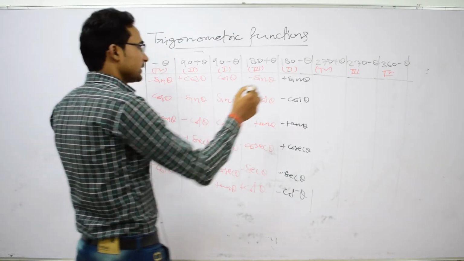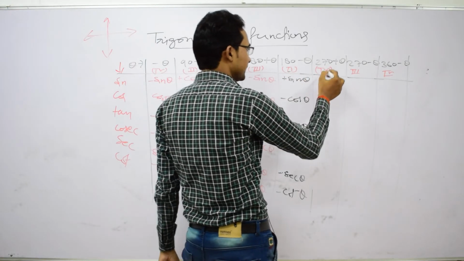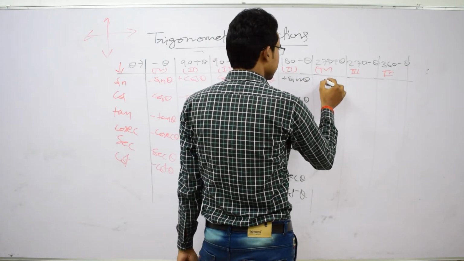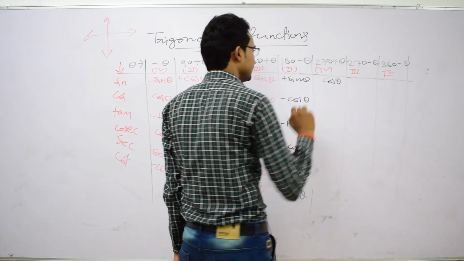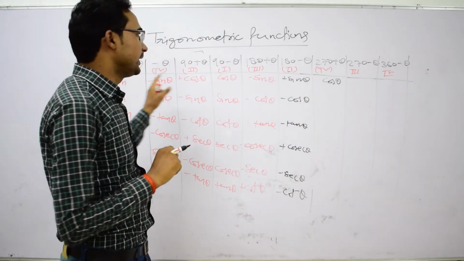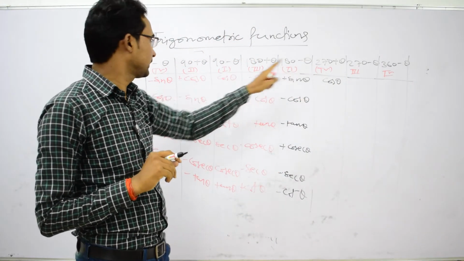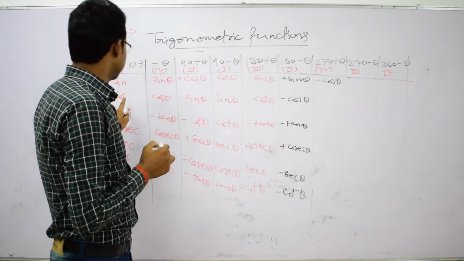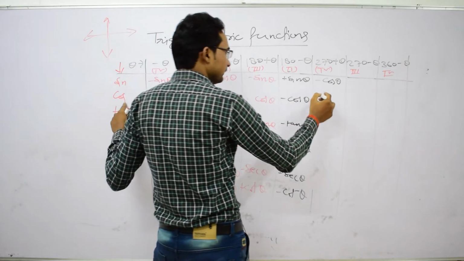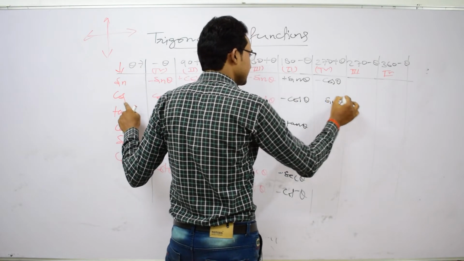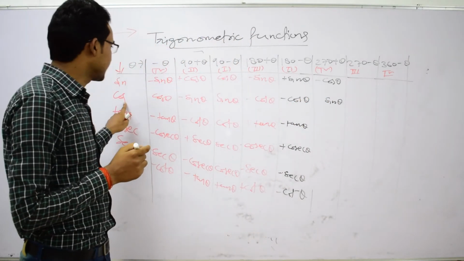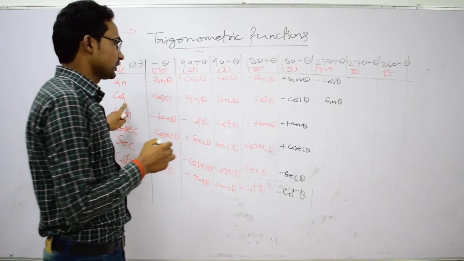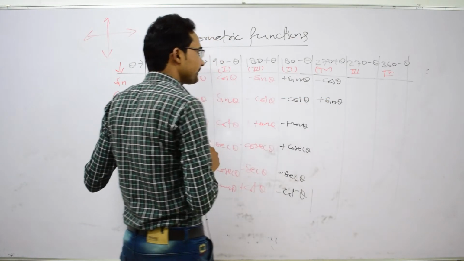So sin 270 plus theta will be cos theta. And what sign will be here? Sin 270 plus theta is in the fourth quadrant. In the fourth quadrant sin is negative, so minus cos theta. Cos 270 plus theta will be sin theta, and what sign here? Plus, because in the fourth quadrant cos is positive. So we have to use the plus sign.